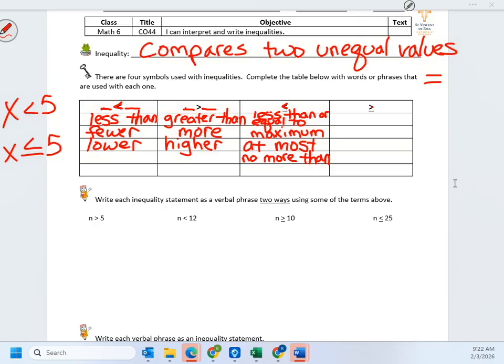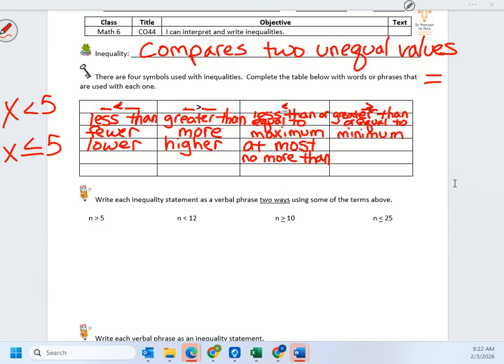So if we look at our next symbol, we see our greater than symbol with a line under it. So that means greater than or equal to. If with the less than or equal to, we have a maximum amount we can spend, what do you think our verbal phrase is for the greater than or equal to, Michael? Minimum? A minimum.